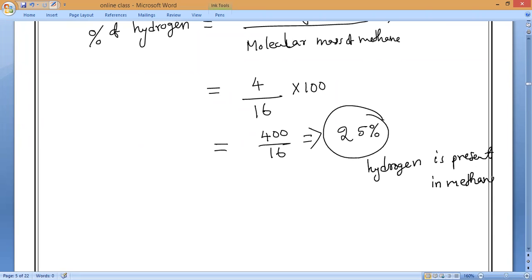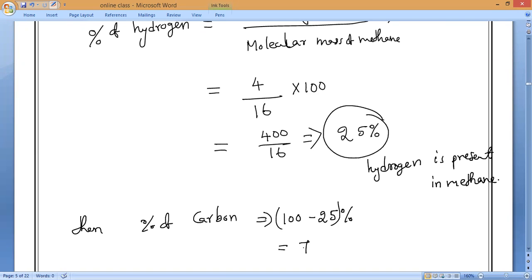Okay. Now, if they ask you about carbon, then what about the carbon percentage? Percentage of carbon is how much? Which is equal to 100 minus 25, because everything is out of 100 only. Which is equal to how much? 75, sir. 75%.